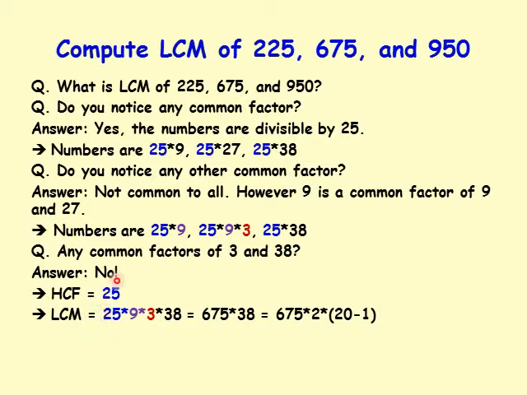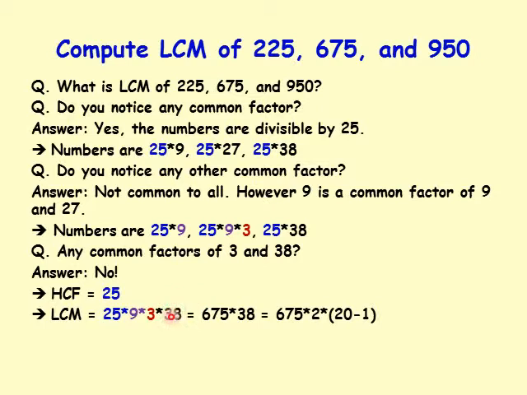And LCM is 25, times the factor common to two, 9, and the factors not common, 3 and 38. 25 times 9 is 225, times 3 is 675, and then times 38. So we'll do that.